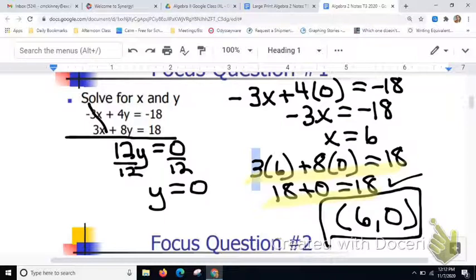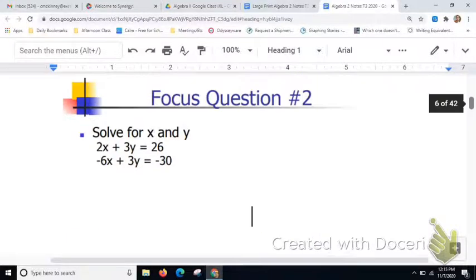All right, so now go on to focus question 2, and you might try that on your own first. You will need to multiply before combining those two. I will give you that much of a heads up. All right, you actually have a couple choices on this problem. You could multiply either line by negative 1 and eliminate your y's, or you could multiply the top line by 3 and eliminate your x's. Either way, we should come out to the same thing, okay?